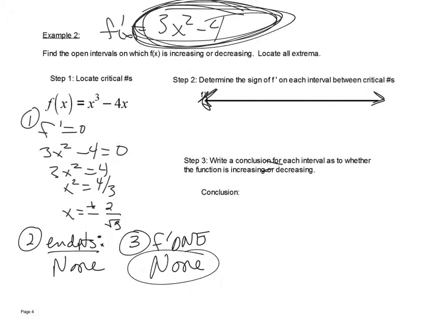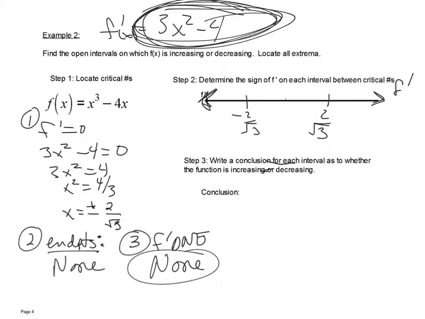My only critical points are negative 2 over root 3 and positive 2 over root 3, excuse me, and we need to figure out the signs of f prime. We need to figure out what the slope looks like on those intervals. So I'm going to put in this middle one first because it's easy. I'm going to plug in 0 to my f prime.